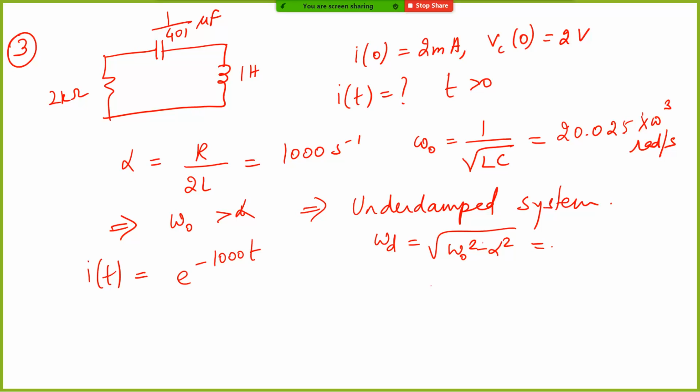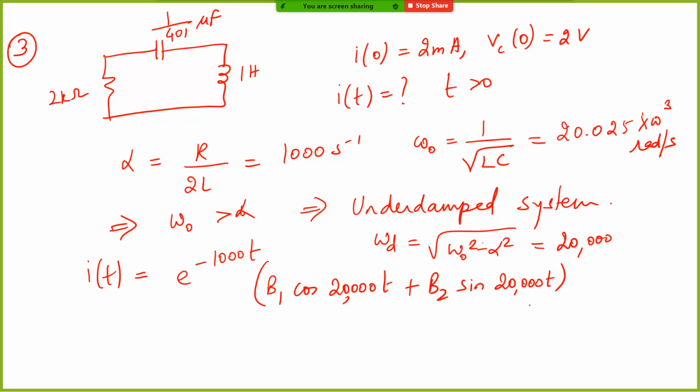$20,000. It is basically 20,000, right? So the solution becomes B1 cos 20,000 t plus B2 sin 20,000 t. Okay. Now we need to find out the value of B1 and B2, right?